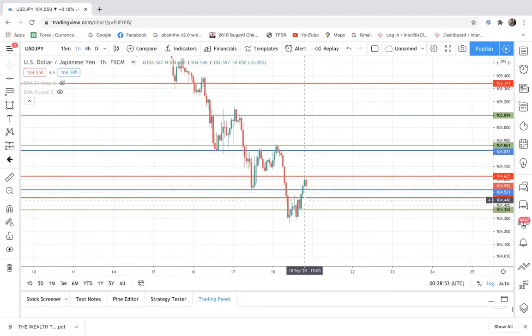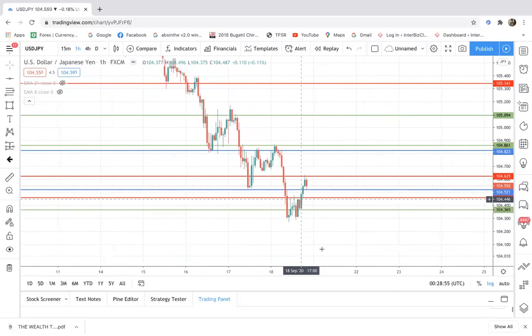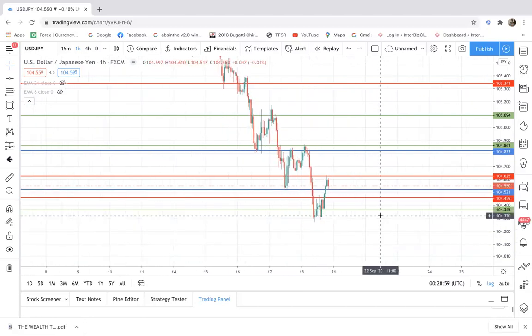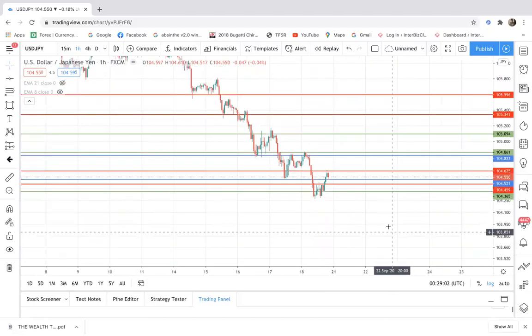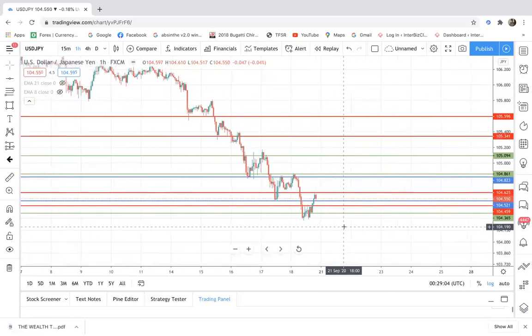We had another retest entry on the daily, and then we had another entry again on the hour. So these are some really good signs that this market is potentially setting up for a buy.